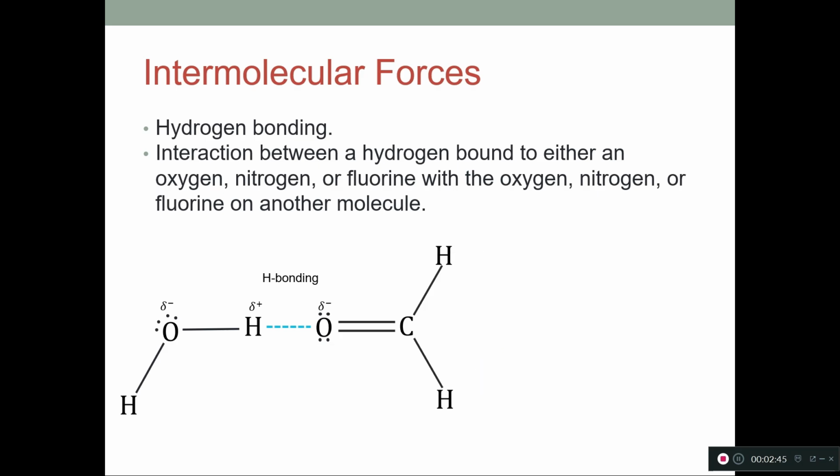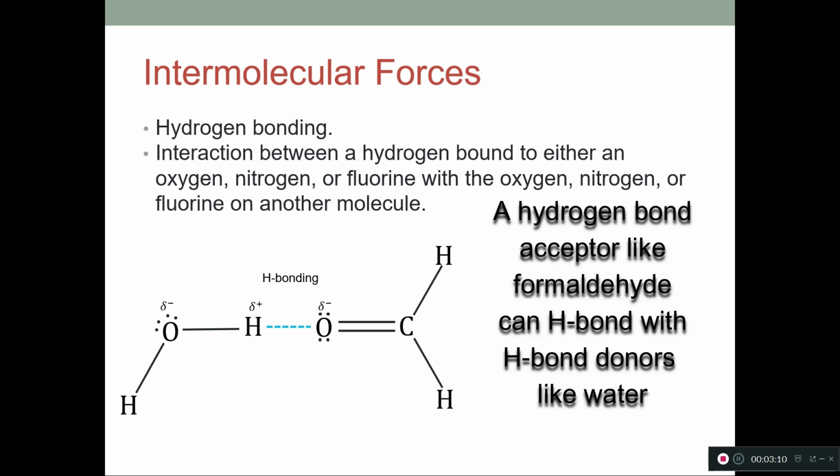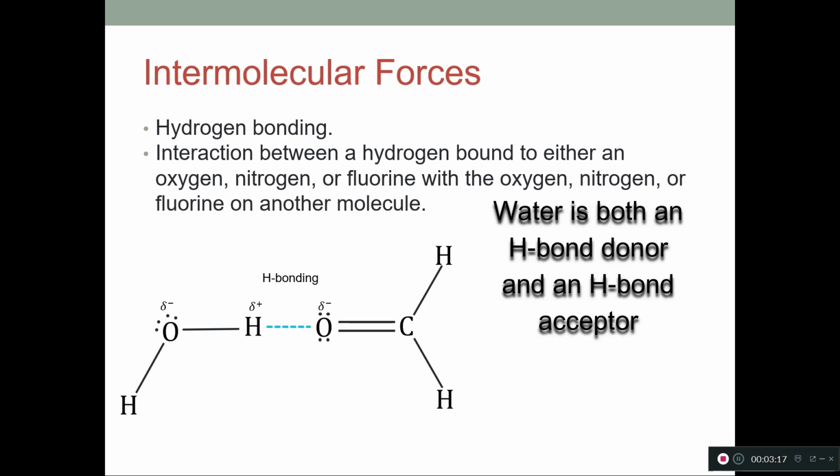And then we can have something like this, where we can have hydrogen bonding between the water here, which has the hydrogen bound to an oxygen, and the oxygen over here on the formaldehyde, which is not bound to a hydrogen. We would call that a hydrogen bond acceptor, because it can accept hydrogen bonds from something like water, where the water can act as a hydrogen bond donor. As we saw earlier, water can also act as a hydrogen bond acceptor. So it has the oxygen, which can be the acceptor, and the hydrogen, which can be the donor.